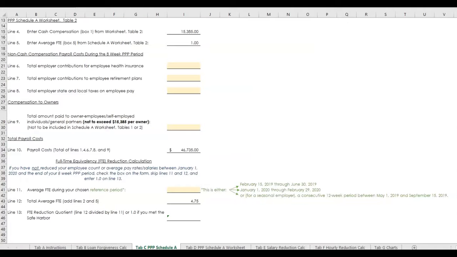Down below, we see the full-time equivalency reduction calculation. Here's where you will have to elect a chosen reference period. You will need to determine during which of these periods your full-time equivalent count was lowest so that your full-time equivalent reduction quotient is as high as possible. For this example, let's say that ABC Company had 5.25 full-time equivalents in January and February of 2020. During the covered period, they were 4.75, so their quotient is 0.9. This will factor into the loan forgiveness calculation on tab B.